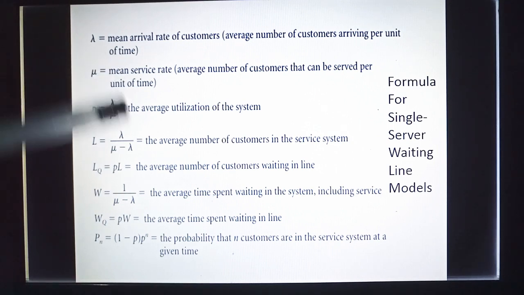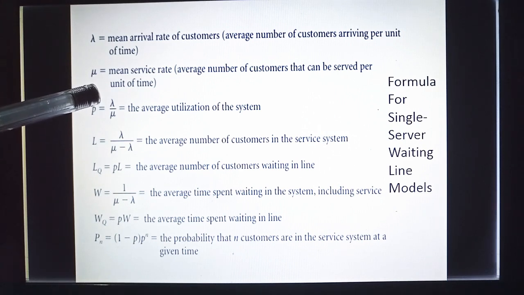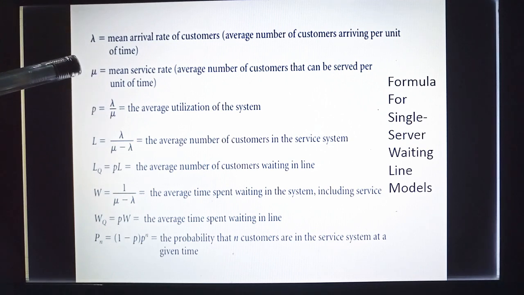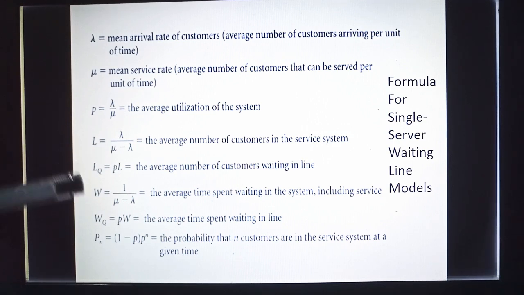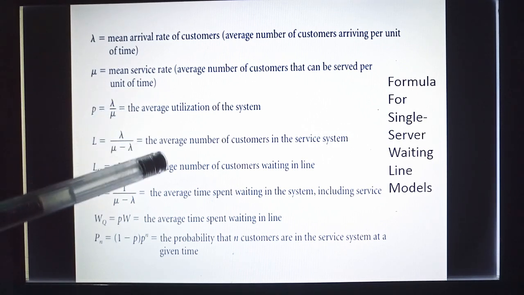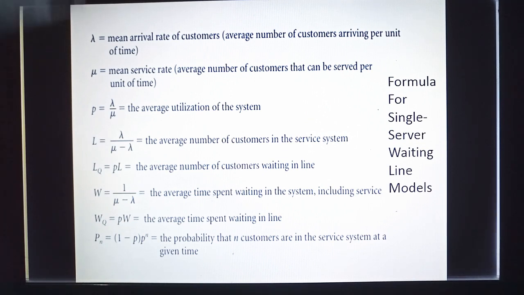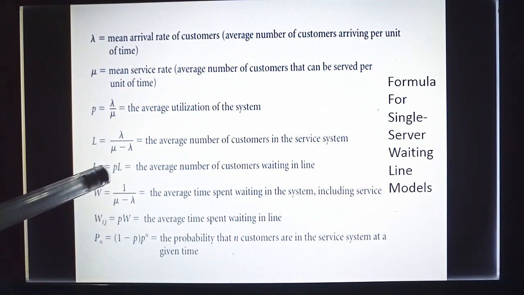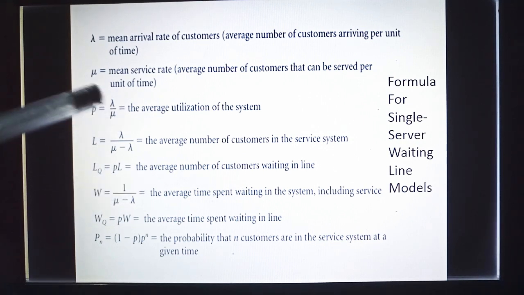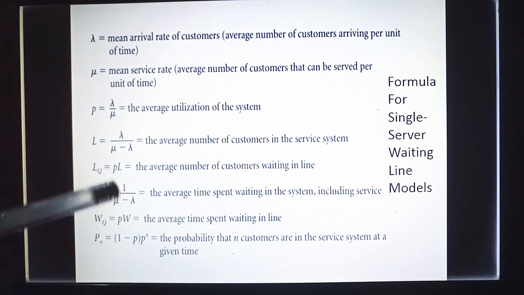And then the average utilization of the system, represented by rho, is equivalent to the mean arrival rate divided by the mean service rate, lambda over mu. And then L equals the average number of customers in the service system, that is lambda over mu minus lambda. And then we have Lq, the average number of customers waiting in line, so we determine the number of customers who are waiting in the queue.